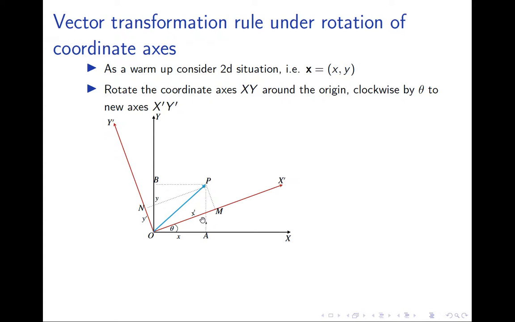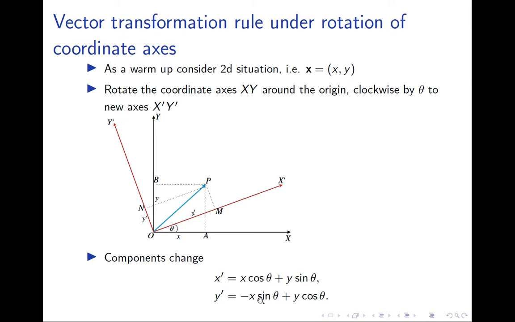You can work out by trigonometry, as you have done already in high school, that the components change according to this rule. The new x component, x prime, is equal to x cos theta plus y sin theta, and y prime is minus x sin theta plus y cos theta.